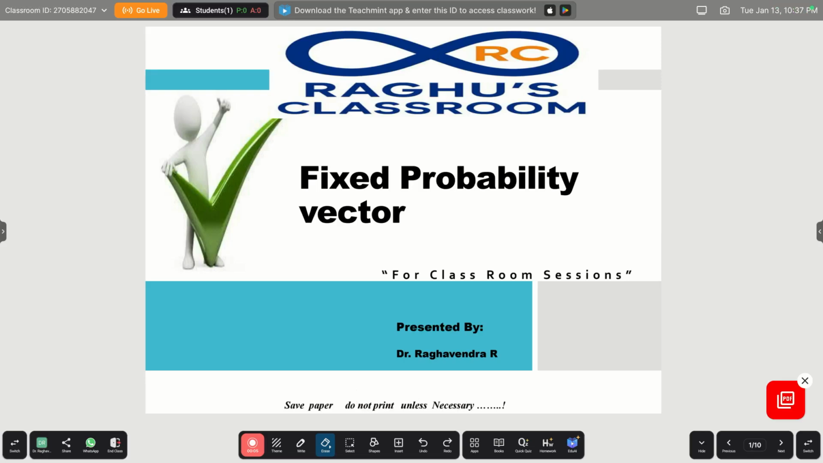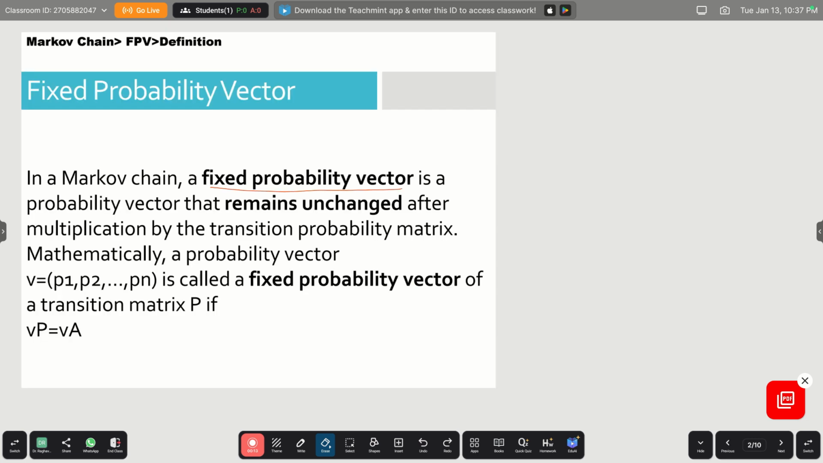In this class, I'll try to explain how to find a fixed probability vector of a transition matrix and what is steady state probability. In a Markov chain, a fixed probability vector is a probability vector that remains unchanged after multiplication by the transition probability matrix.